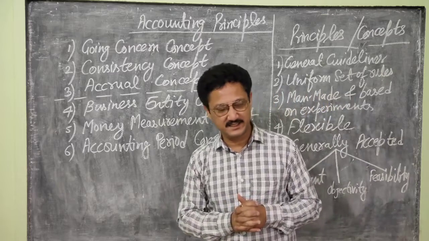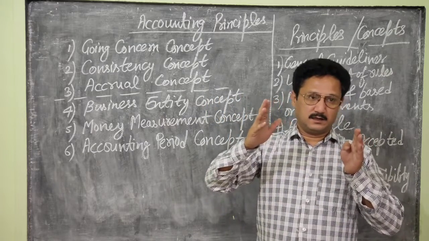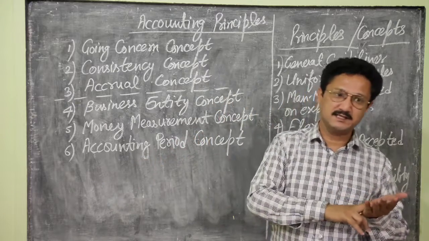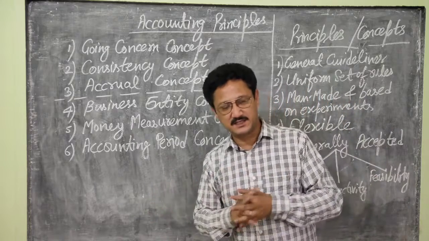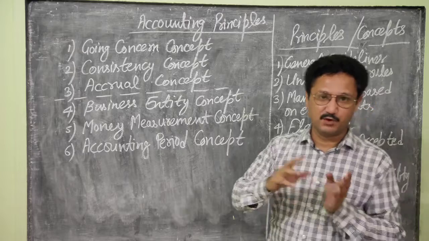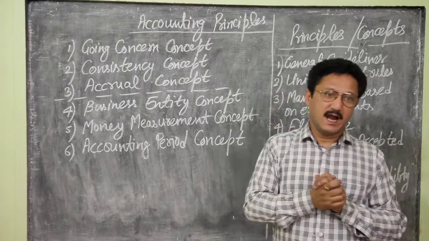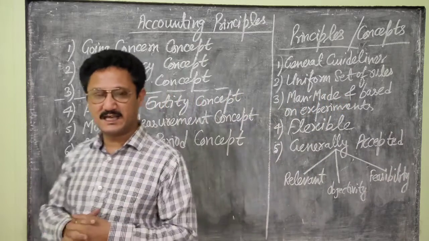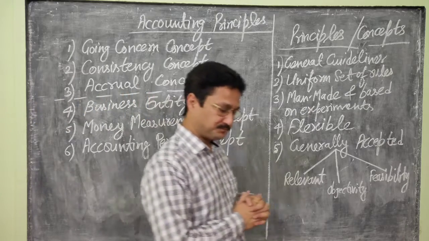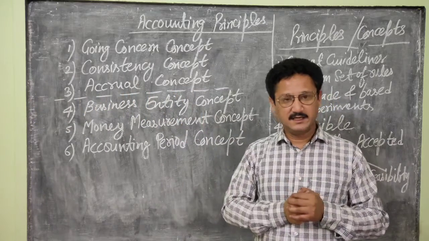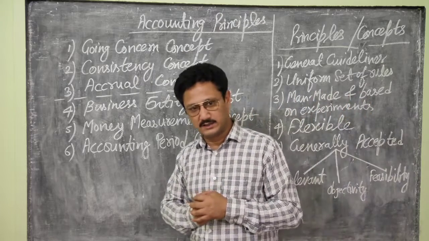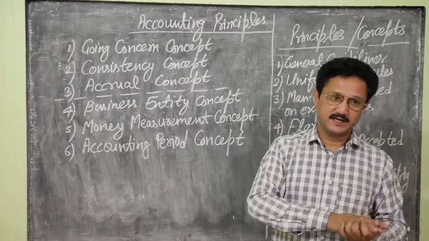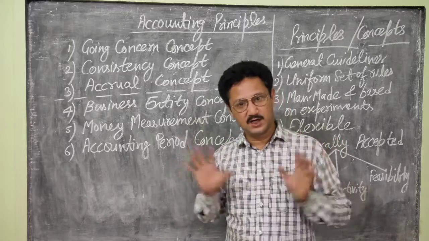Accrual concept states that business is done in cash as well as credit, cash basis as well as credit basis, and accrual concept is the combination of both cash and credit. Because any business cannot be run only on cash basis, it has to involve itself in credit activities also. So accrual basis says that revenue, whenever goods are sold or services are rendered, has to be recorded whether cash is received or not.